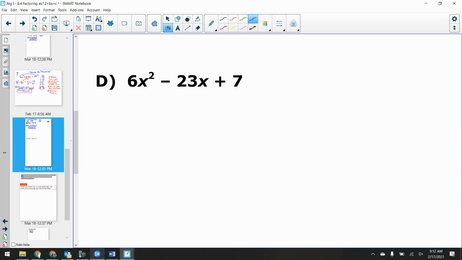(6x squared minus 23x plus 7). Factors of what? What am I going to make my list with? What number? 42. 6 times 7 gets us 42. Can anybody tell what it is right away? 2 and 21. Yes, 2 and 21, and they both have to be negative, right? How do I know that they both have to be negative? Because the middle's a negative. Negative 2 times negative 21.